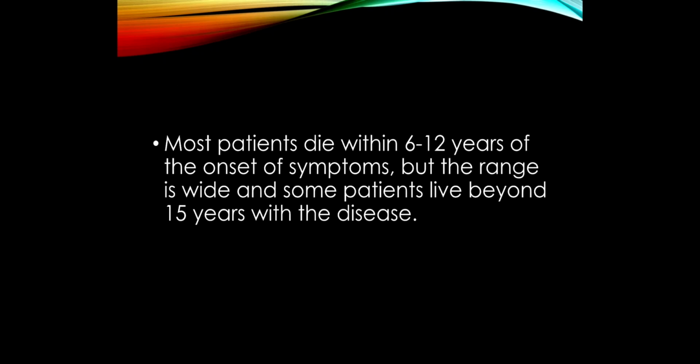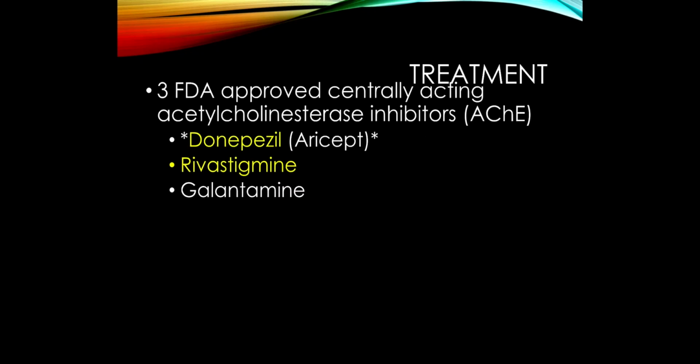So in general, most patients die within 6 to 12 years of the onset, but the range is wide. I followed for more than 10 years a pediatrician who had Alzheimer's, and he lived with this for well over 15 years. So the range is broad, but this is a big picture.